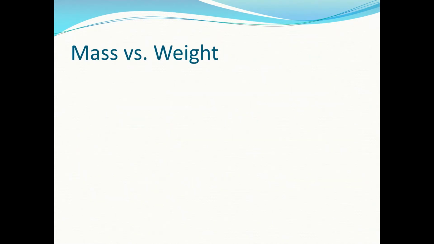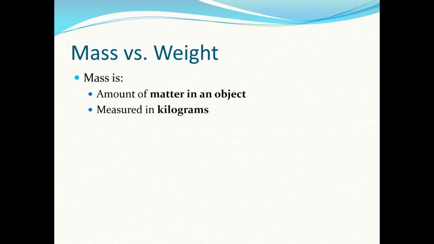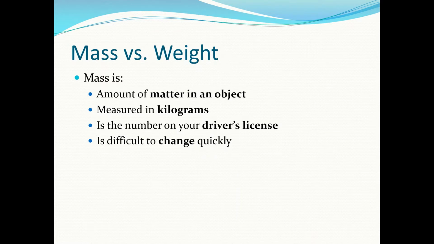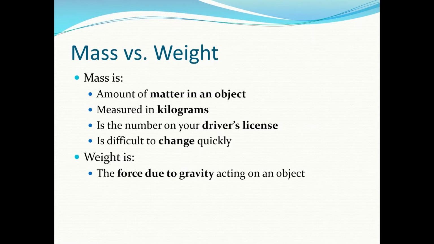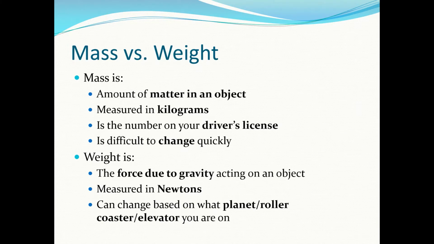So you need to know the difference between mass and weight. Mass is the amount of matter in an object, just how much stuff you have in you. It's measured in kilograms, and it's the number on your driver's license. It says weight on your driver's license, WT, but it's actually mass. So this is difficult to change quickly. Now, weight is different. In everyday life, mass and weight are interchangeable, but in physics they're not. Weight is the force due to gravity acting on an object. It's measured in newtons, and it can change based on what planet, roller coaster, or elevator you are on.